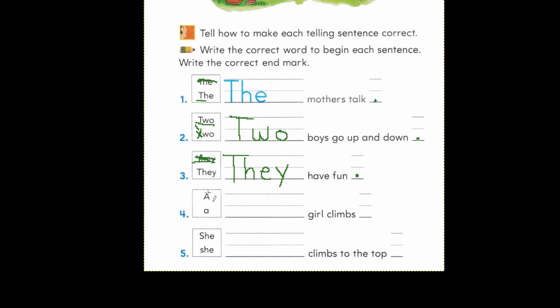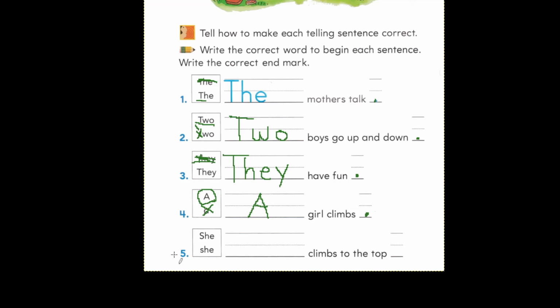Now, let's see. Number 4, a. Okay. Well, our first part of a telling sentence is it has to be an uppercase letter. And this is the lowercase a, so we have to cross that out and we have to write the uppercase A. So that's easy. And we go down, down, across. A girl climbs. And the second part of it being a telling sentence, you need a period. That's right. Very good. Almost done.